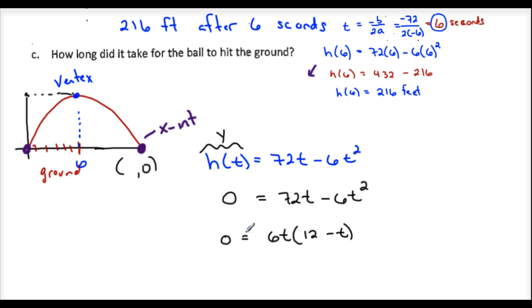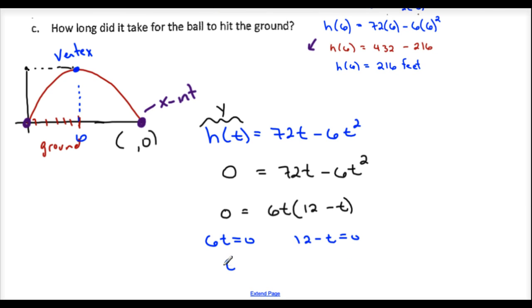I have two factors equal to 0. Set them both equal to 0. 6t equals 0. 12 minus t equals 0. Solve my first one. What do I get here? t equals 0, and t equals positive 12. Okay, so at 0 seconds, the ball is on the ground, and at 12 seconds, the ball is on the ground. So how long did it take the ball to hit the ground? 12 seconds.